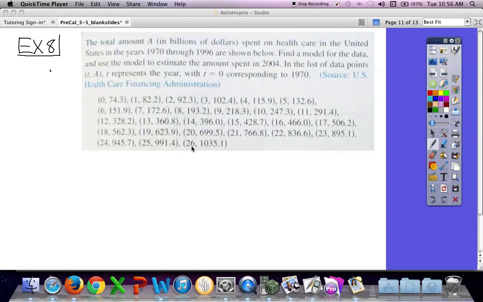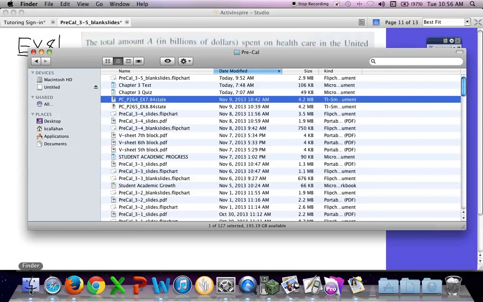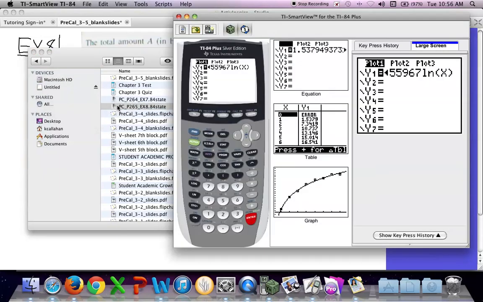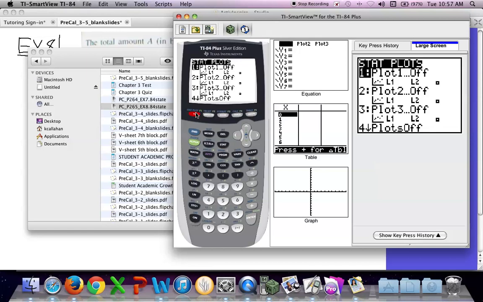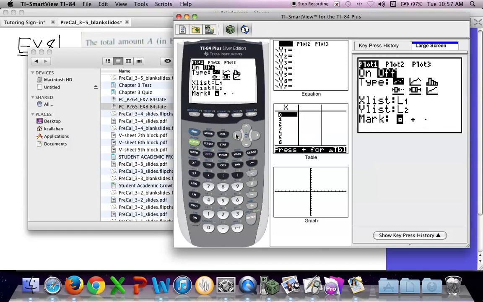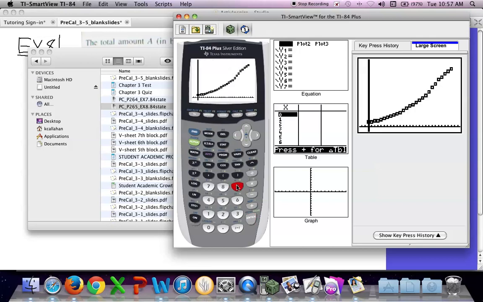Find a model for the data, which means you would have to enter it all and then do the stat plot, look at it, see what the shape looks like. Now, I've already entered it here. I've already got all the data in there. So I'm going to turn on the plotting of points so I can see what it looks like. Second, 1, and turn on the plotting of points. And zoom 9 so that I can see it. And then I've got to just go back to the original 6 models.